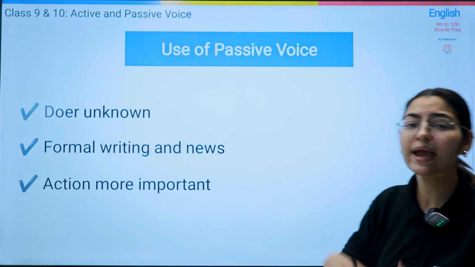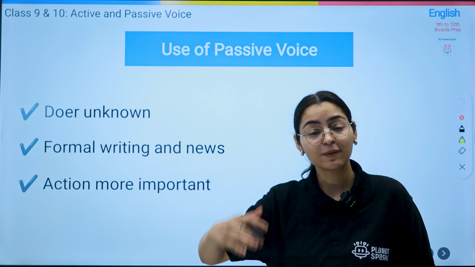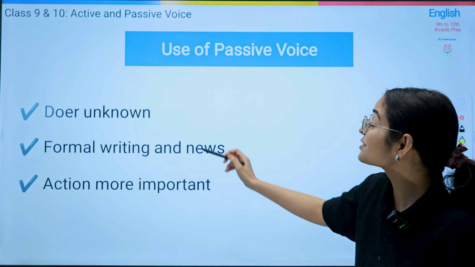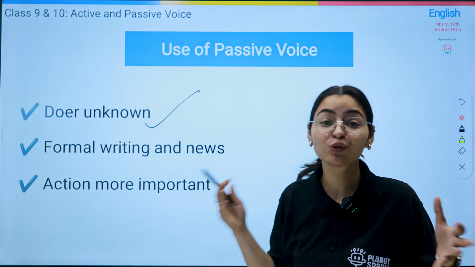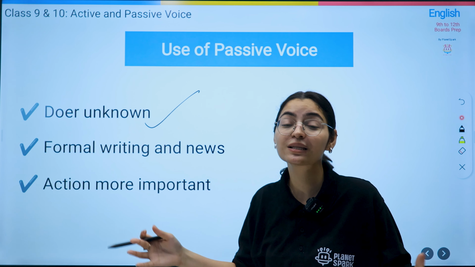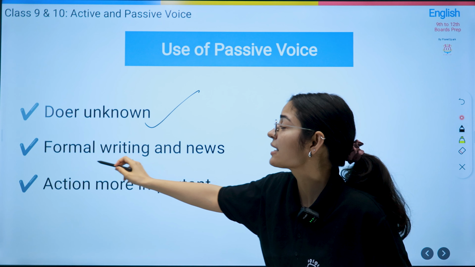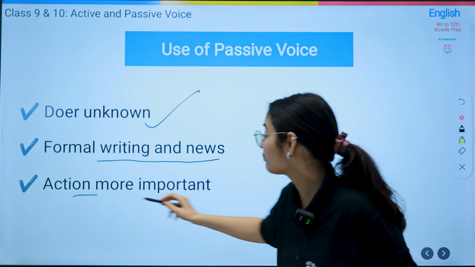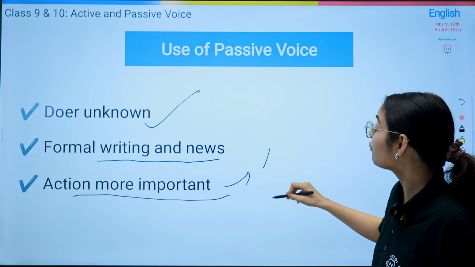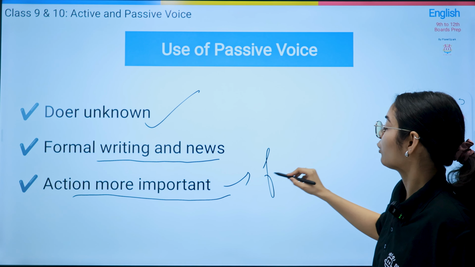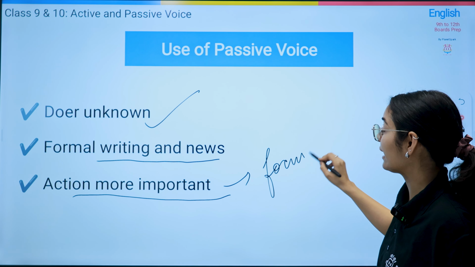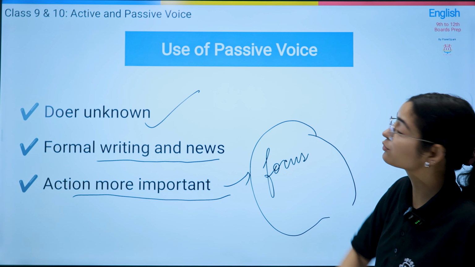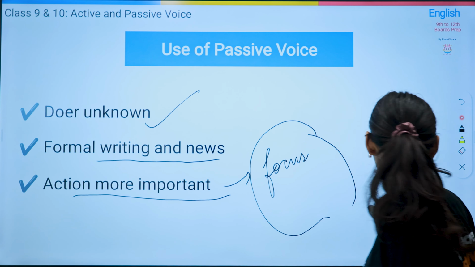Now moving on, when do we use passive voice? Like I mentioned in the beginning, it is used when the doer of the action is unknown. You don't know who did the action. The next is formal writing and news, and when the action is more important. Whenever we focus on what happened, we focus on the action, right? For that time, you have to use passive voice.